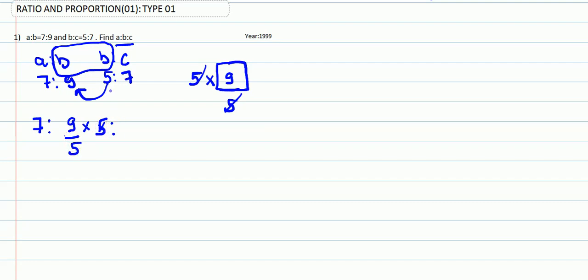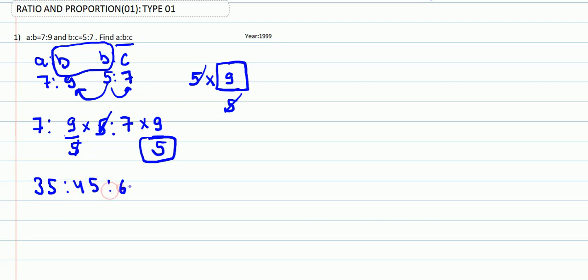Since this 5 is in proportion with this 7, we are also going to multiply this 7 by 9 by 5. 5 and 5 would cancel out, and in order to remove this denominator I would again multiply the whole equation with 5. So I would get 35 is to 45 is to 63.